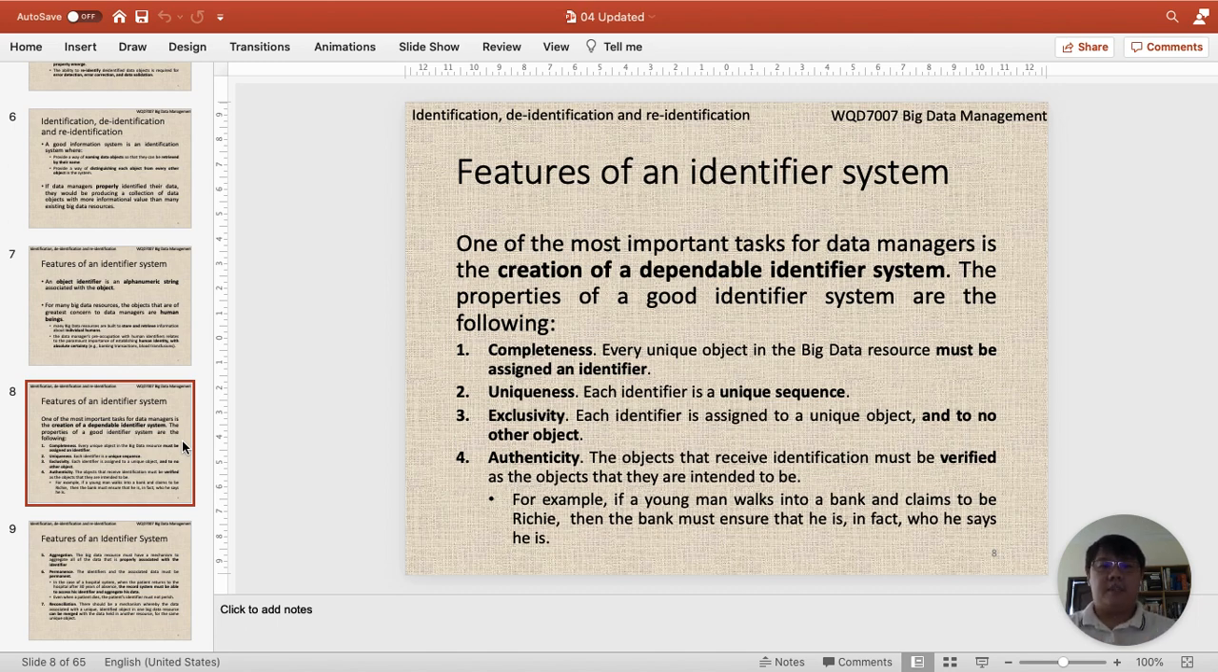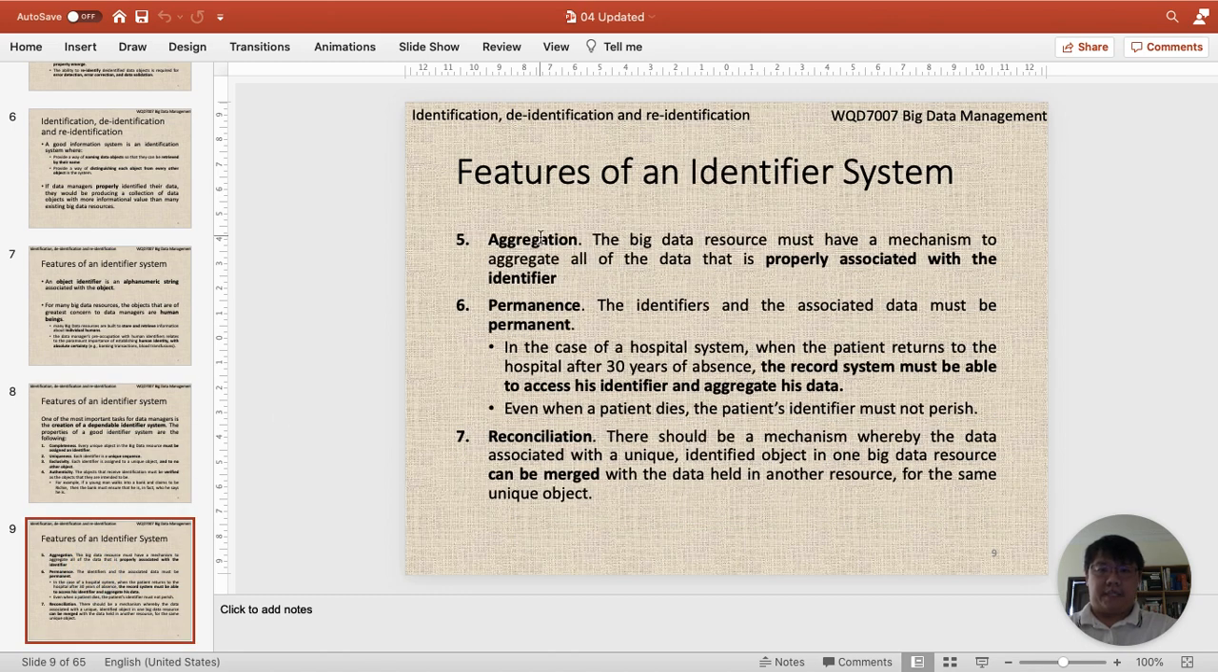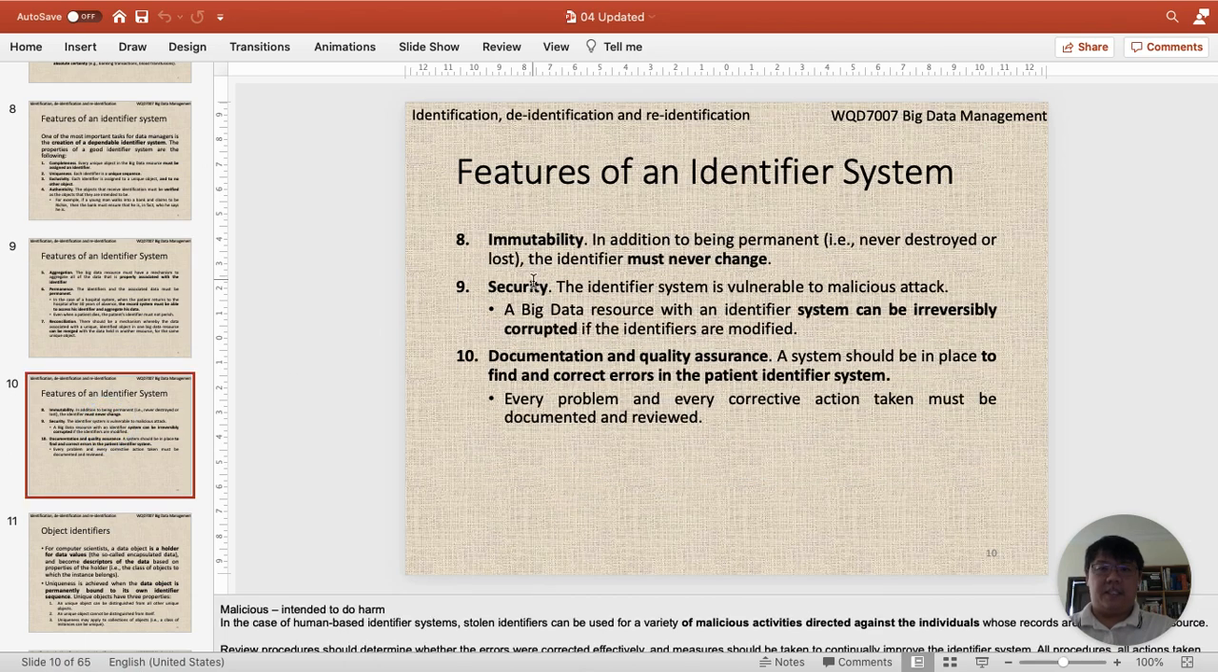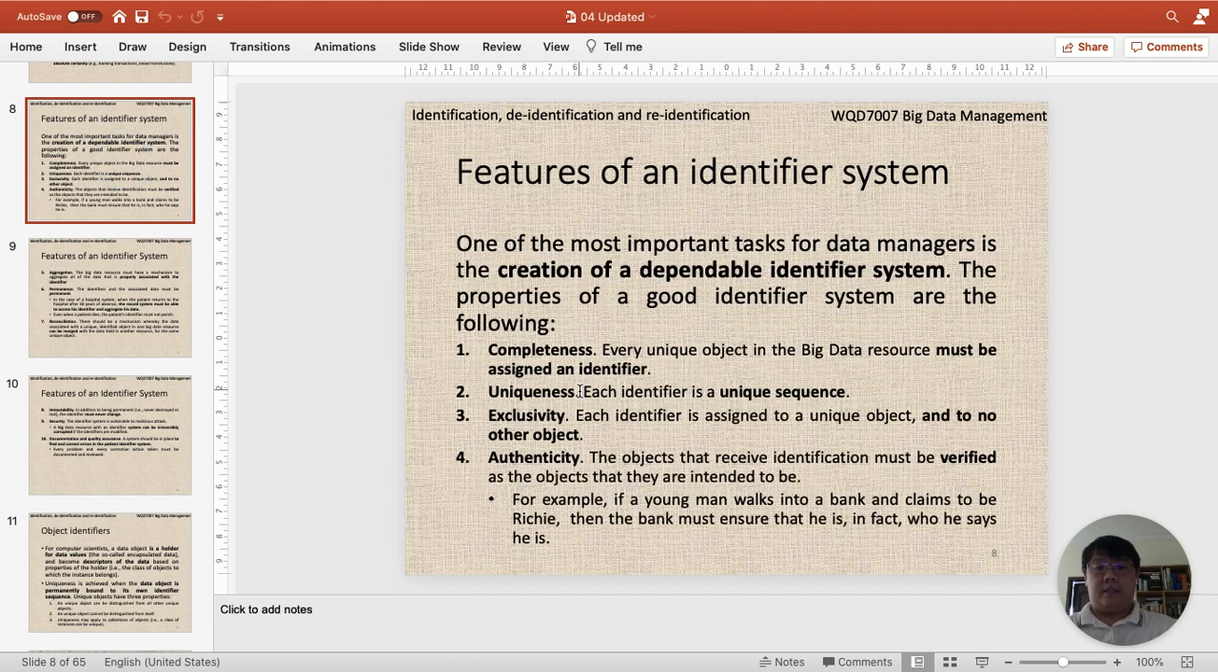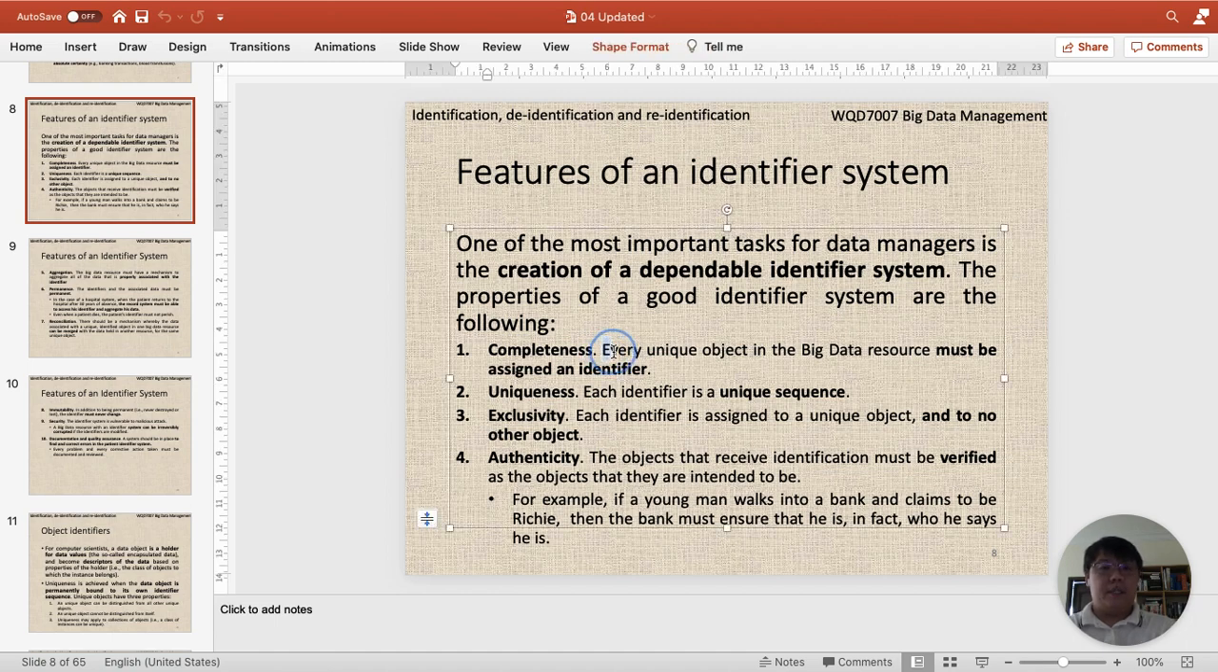So one of the most important tasks for a data manager is the creation of a dependable identifier system. The properties of a good identifier system are the following: completeness, uniqueness, exclusivity, authenticity, aggregation, permanence, reconciliation, immutability, security, documentation, and quality assurance. You see that they all have some explanation over here. For example, completeness: every unique object in the big data resource must be assigned an identifier. Every object must have an identifier.